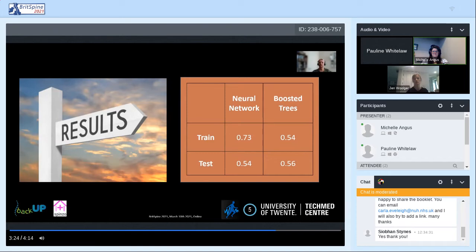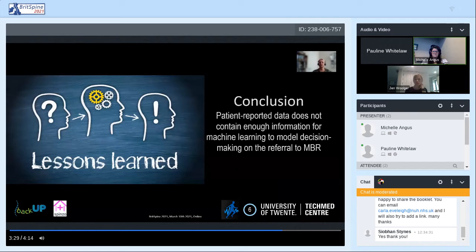Unfortunately, the results show small learning effects. And in conclusion, we can say that patient-reported intake data is not enough for predicting whether a patient should be admitted to MBR or not. Therefore, more information is needed to develop more accurate machine learning prediction models. For example, information collected during the intake moment with a healthcare professional, or data sources, for example, patient health records.